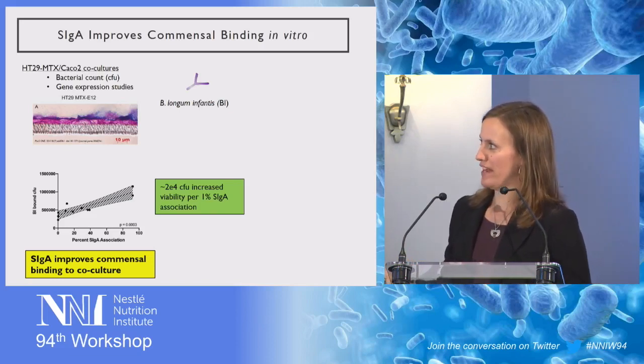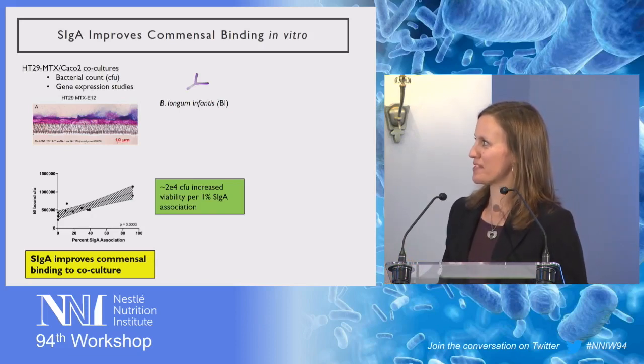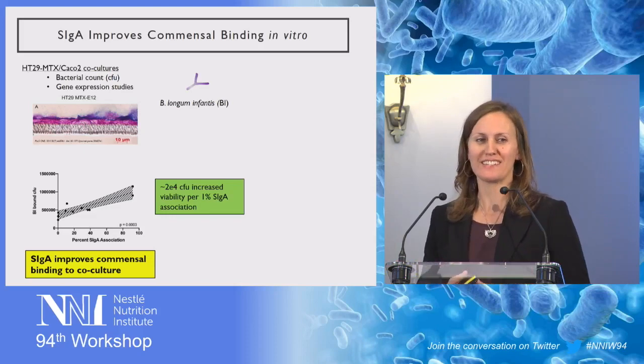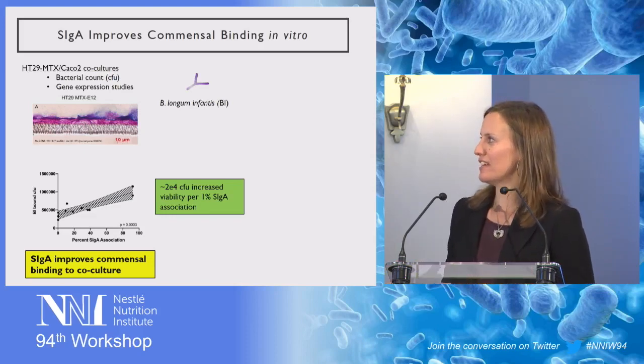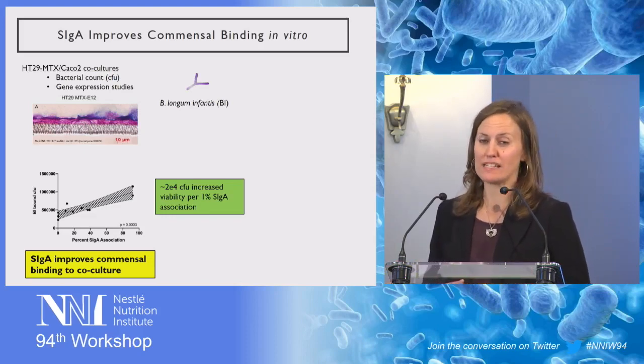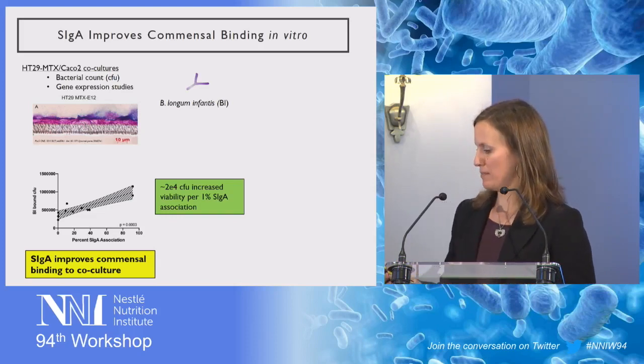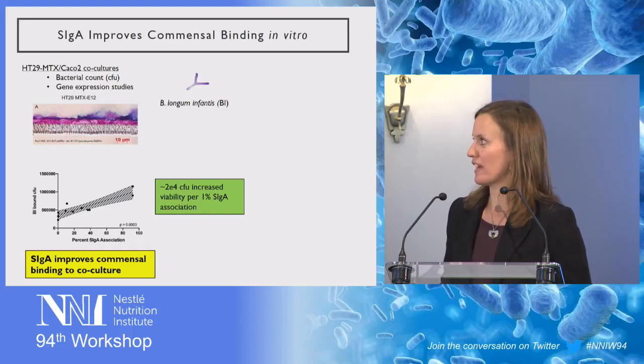And just to plot out, I took that slope and gave you a clear number. So for every 1% increase association for this bacterial population, you see about 10 to the 4th CFU increase binding capacity. So it seemed to be a very robust binding capacity with secretory IgA.